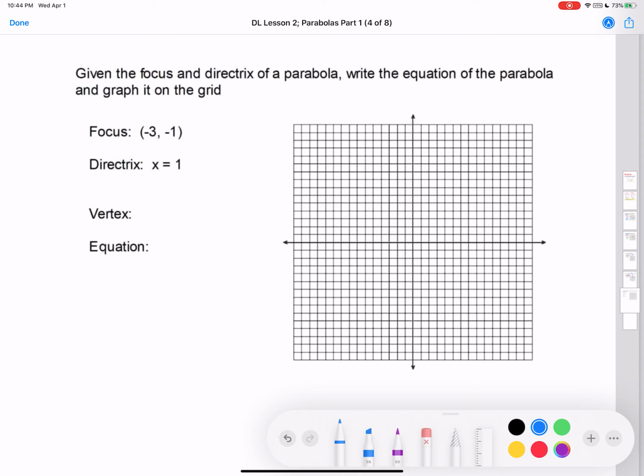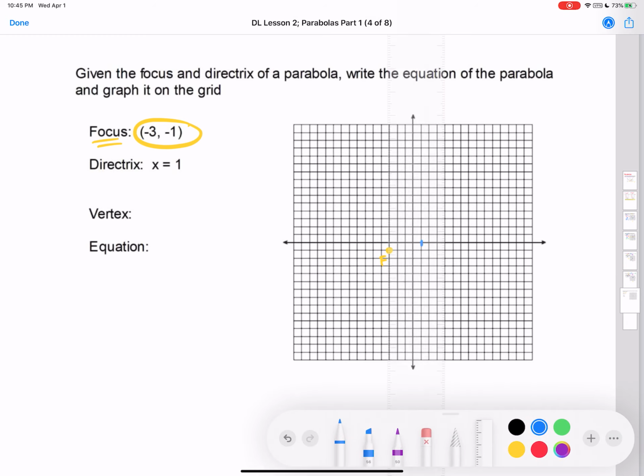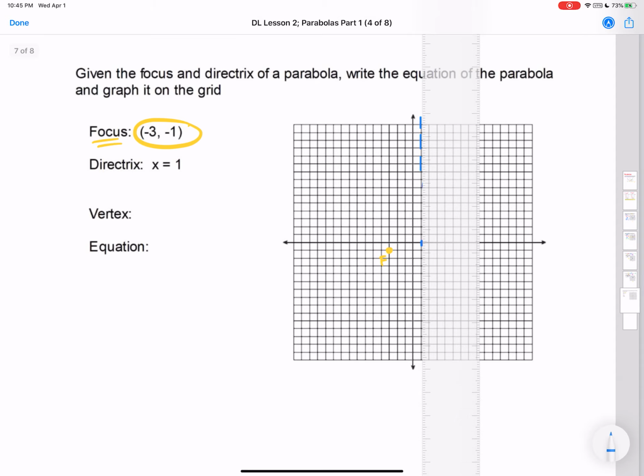So let's take a look at what we have here. We have our focus. The focus is at -3, -1, so left 3, down 1. There's the focal point. The directrix is going to be located when x is equal to 1. So when x is equal to 1, that's right over here, and that's where I draw my straight line so that it goes through that point.